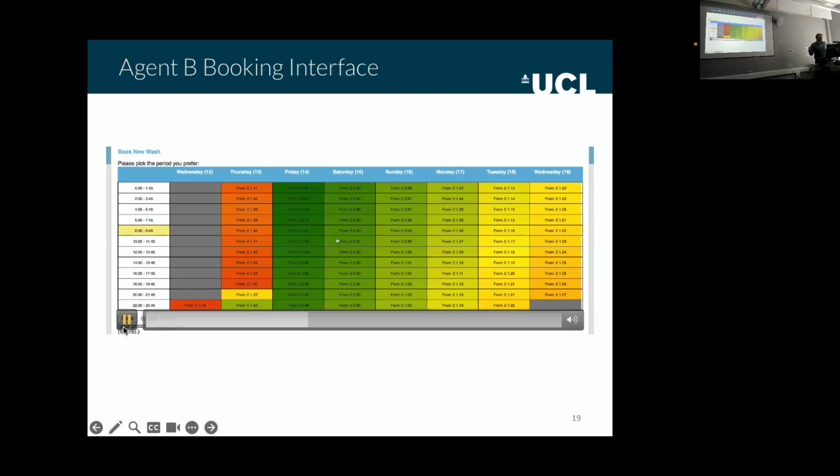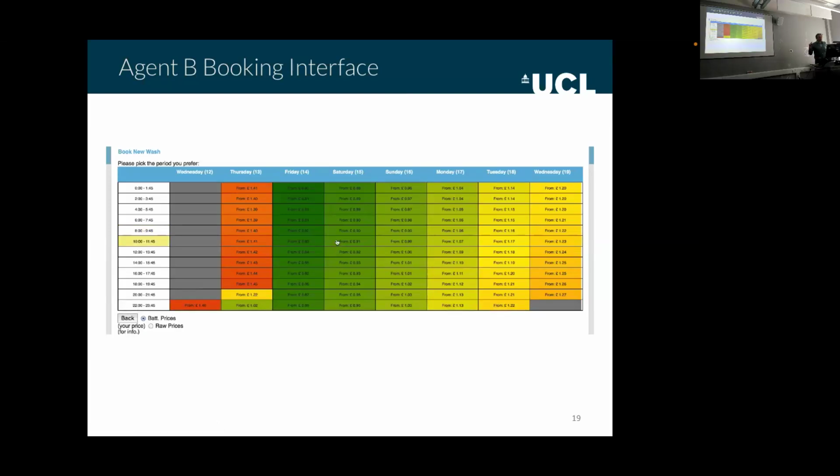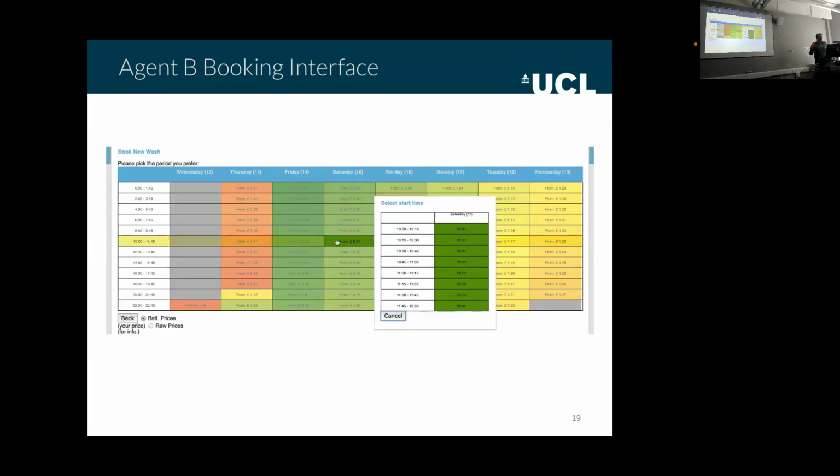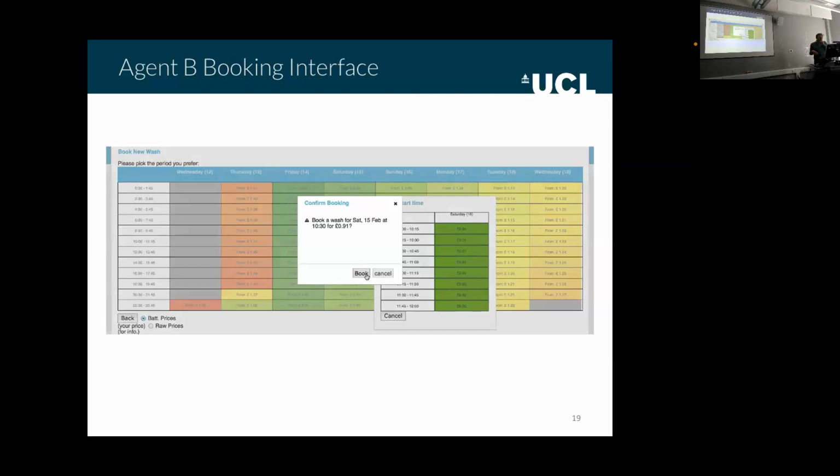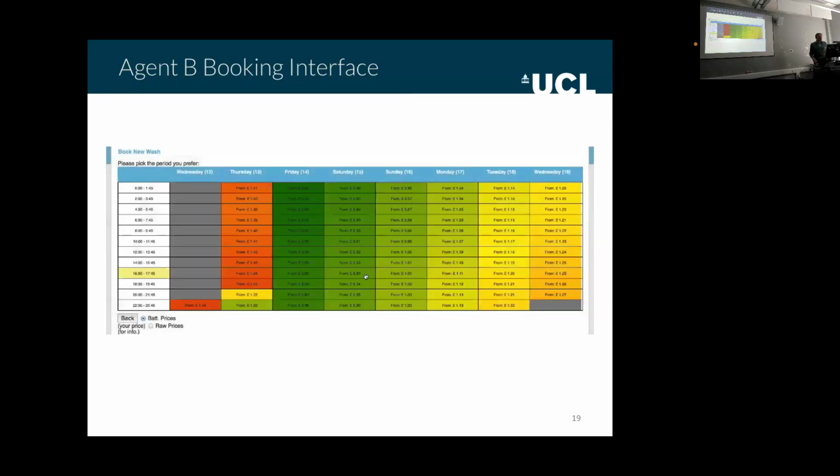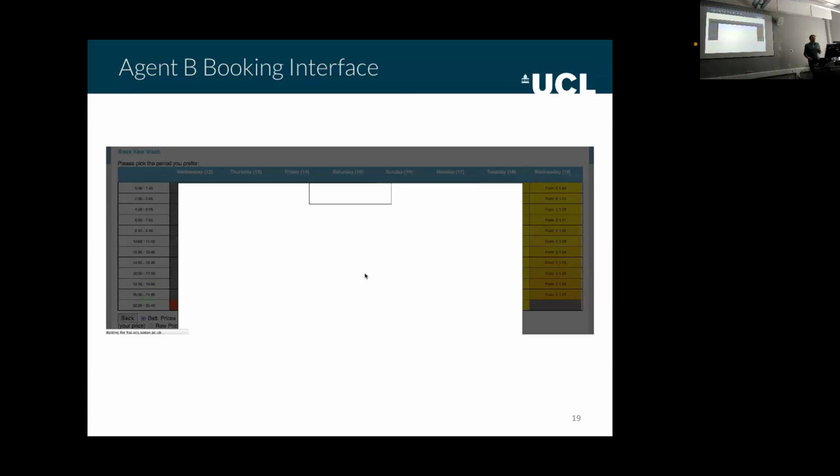The idea is you click on one of these slots, and then you get a sort of finer grain selection. It confirms the price, and then when you book it, it will show up in the calendar as if it was a meeting.